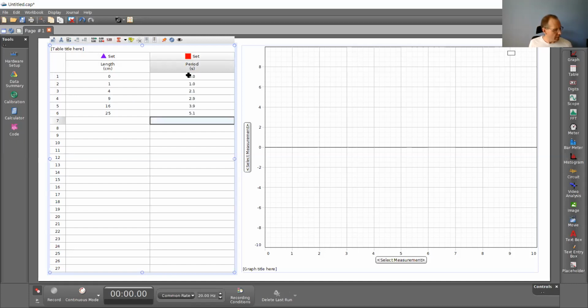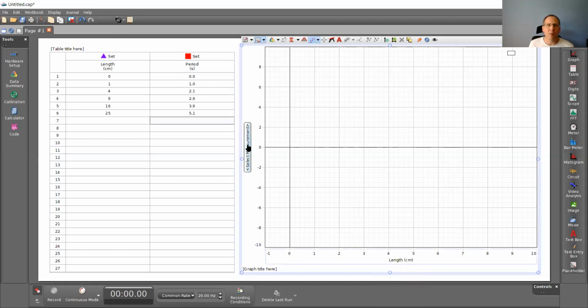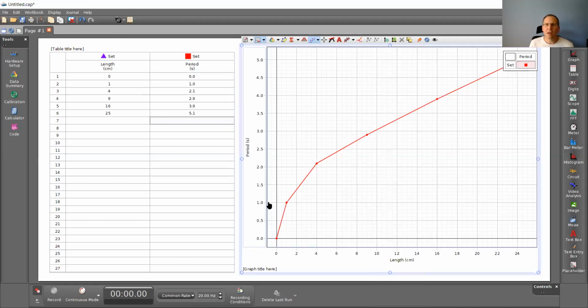Like a sideways parabola. So then to plot this, I go to the x-axis, select measurement, and I can choose what I want as my x measurement. So in this case, I want length, right? And then for the y, select it, I want period. Let me put a title. So I'll just call this period versus length, right? Y versus X is fine.